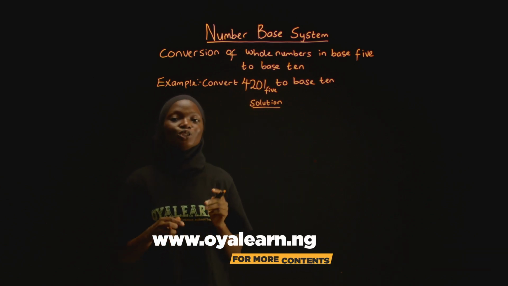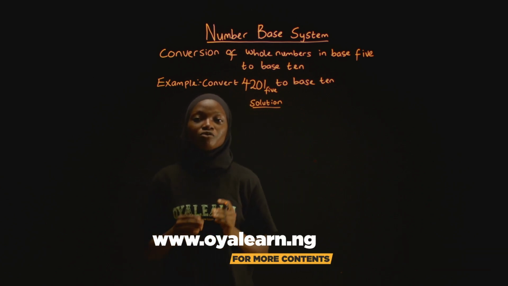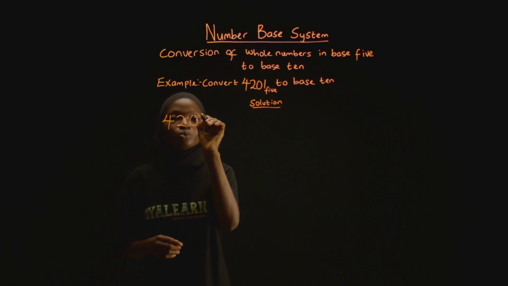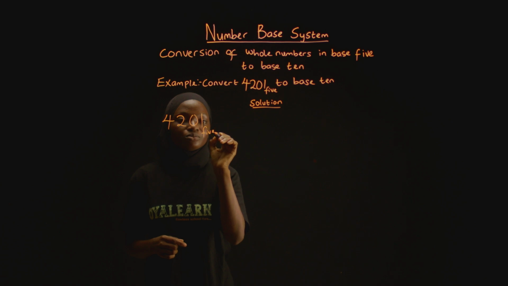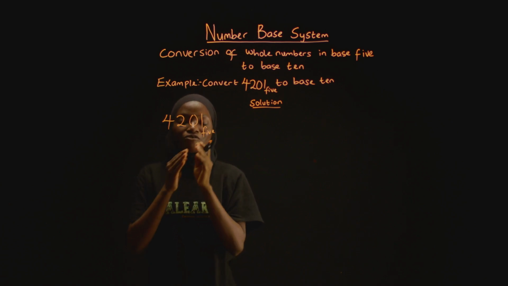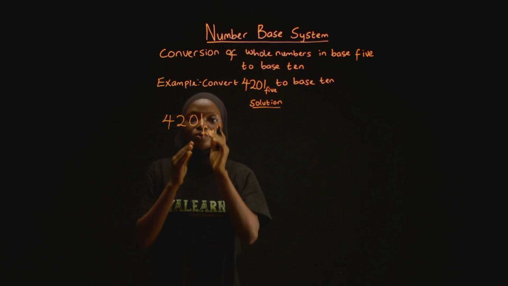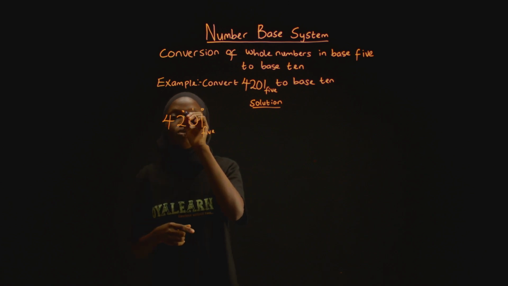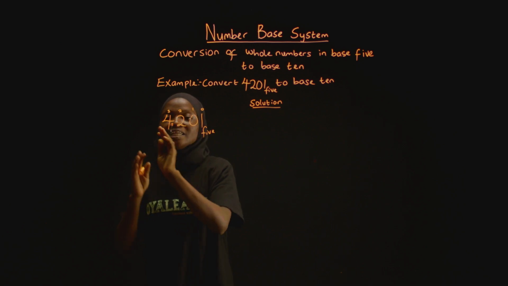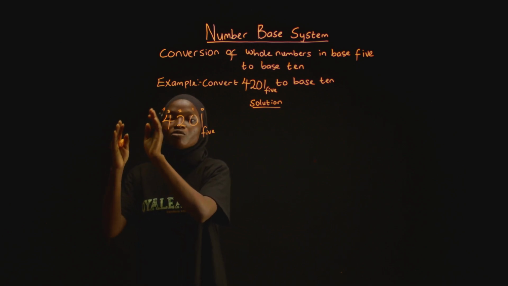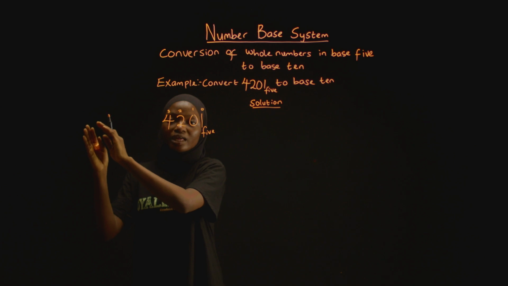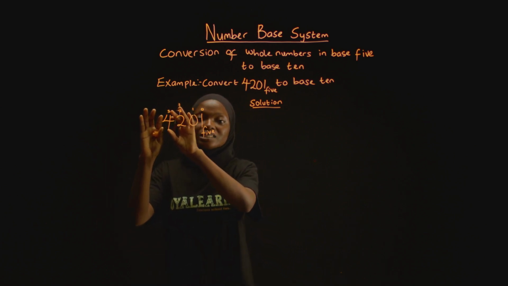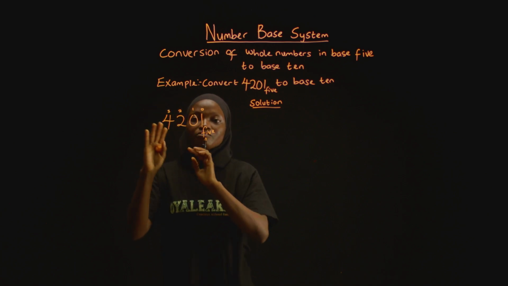To do this, we number the digits starting from 0 from the back. That is, 4201 base 5. We number the digits from the back starting from 0. That is, the first digit has a numbering of 0, then the next one 1, 2, 3, and if there are other numbers, we keep on numbering it 4, 5, 6, 7, and like that. But since we have these as our last digit, the numbering ends at 3 for this number.